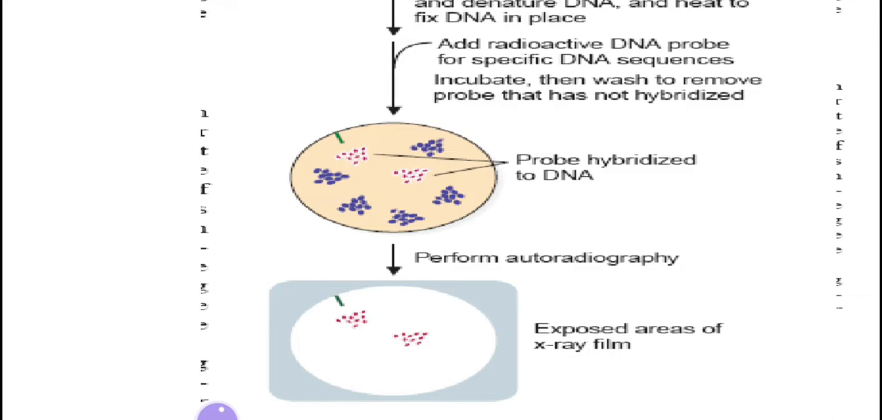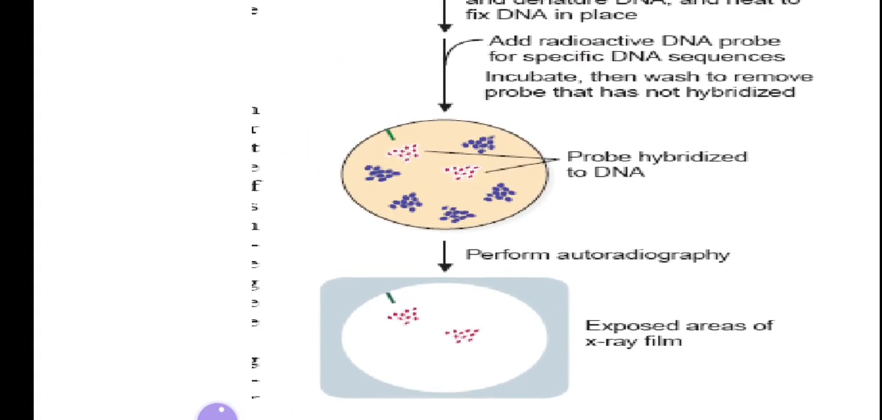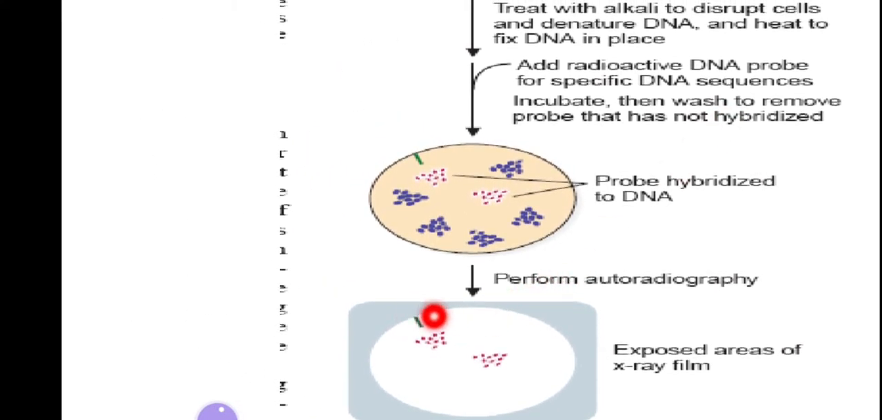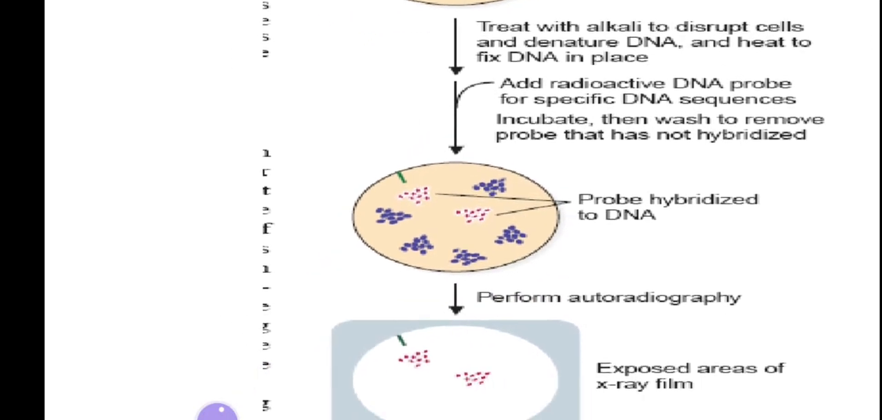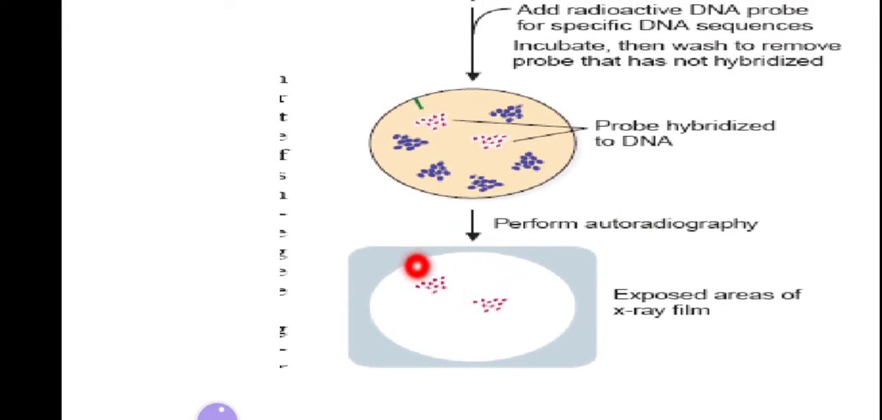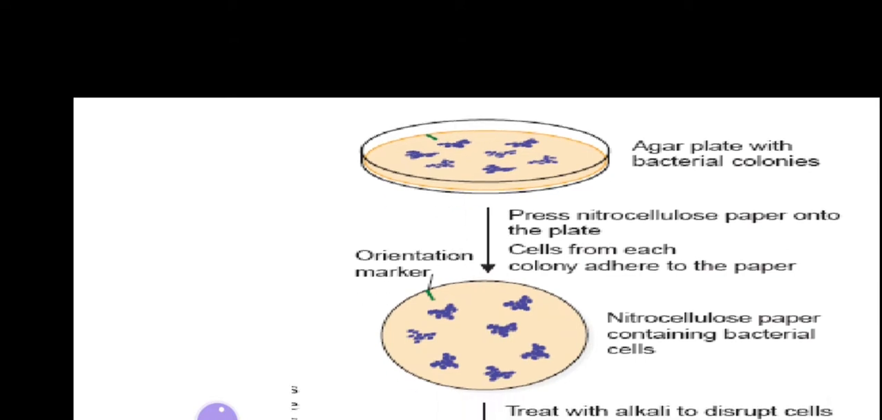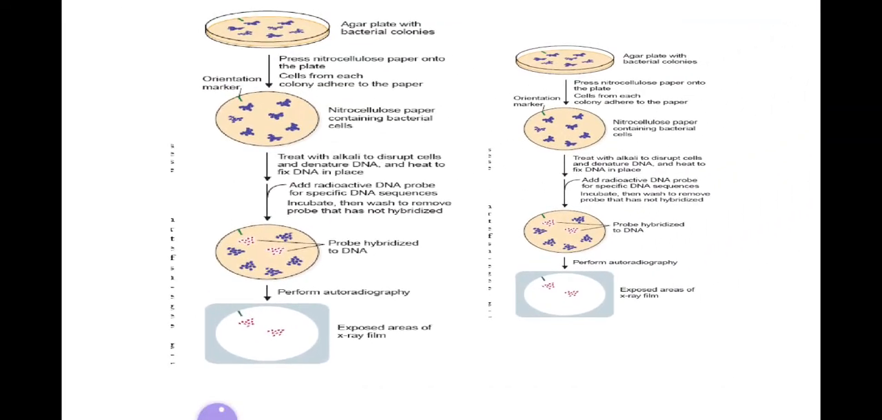So we can see on the X-ray film that our probe has bound to two colonies only, and this is the orientation point. By going back to the start, we can find out that our DNA of interest is present in this colony and in this colony. So this is how probes are used to identify the DNA of interest. And this is called the screening procedure.